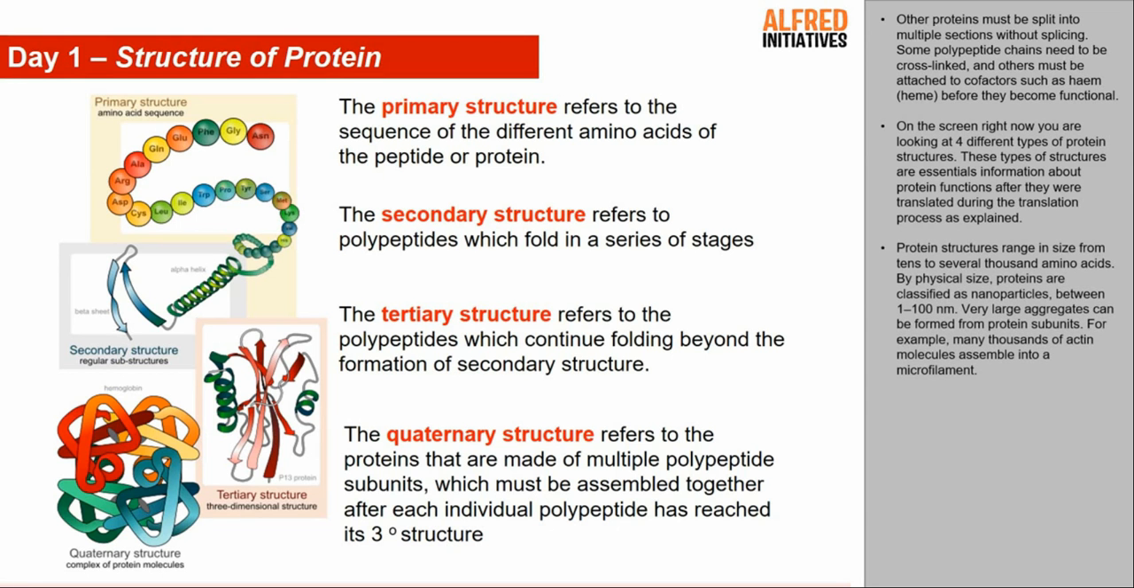Protein structures range in size from 10 to several thousand amino acids. By physical size, proteins are classified as nanoparticles between 1 and 100 nanometers. Very large aggregates can be formed from protein subunits. For example, many thousands of actin molecules assemble into a microfilament. A protein may undergo reversible structure changes in performing its biological function.